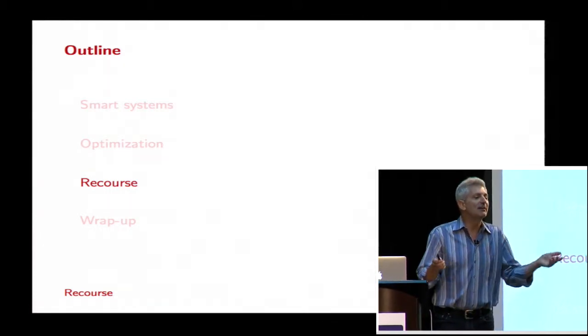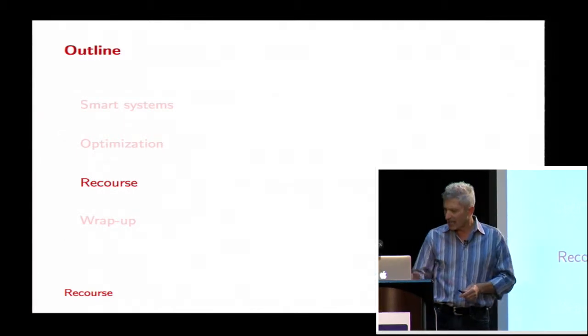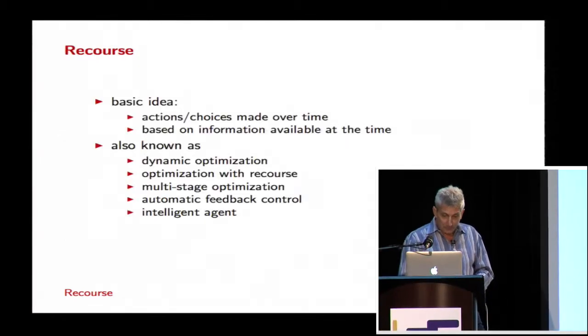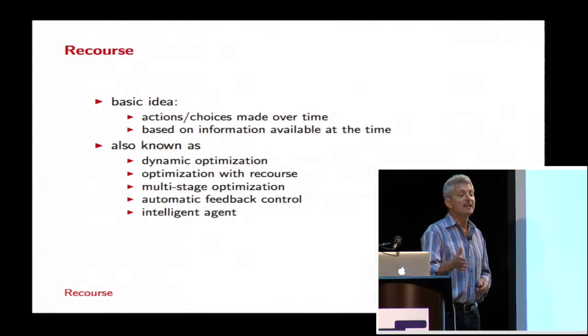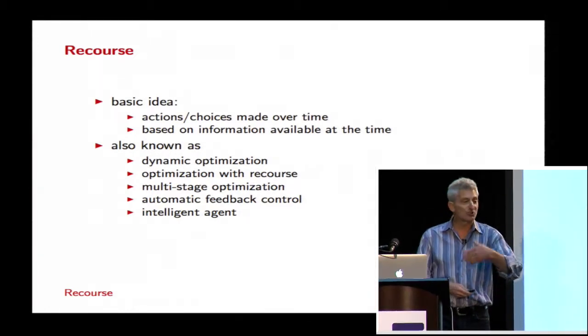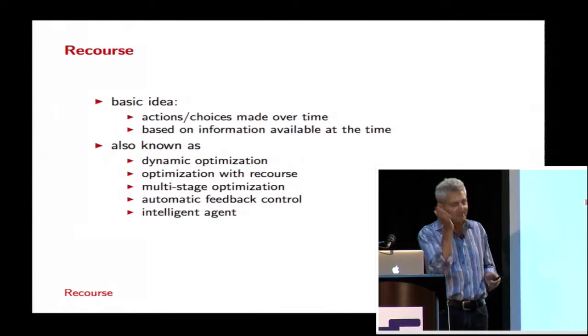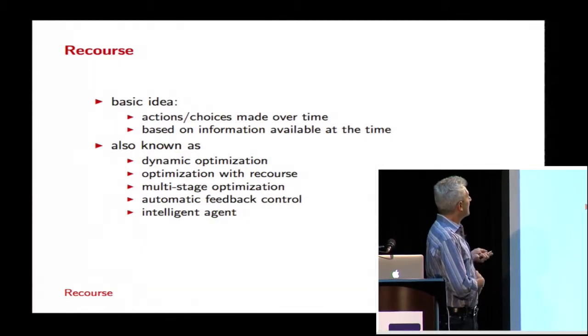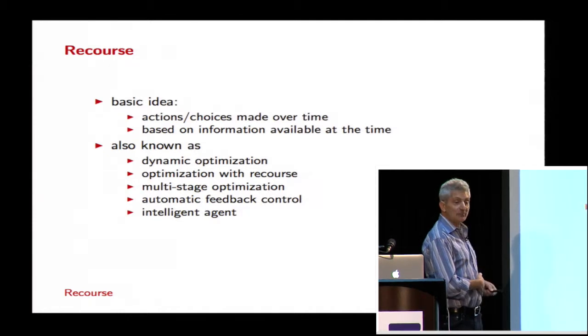It says, assuming everything is correct, you don't get any information. And so this is the idea of recourse. The basic idea is you make decisions over time. You decide to invest or trade some things or any of these things, but that's based on the information available at the time.